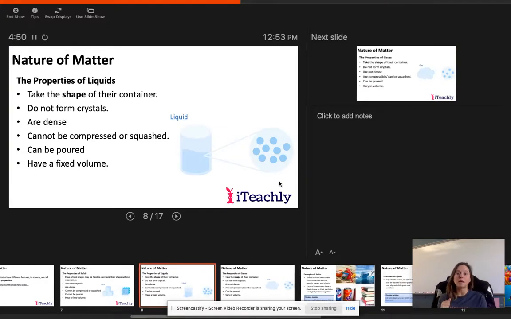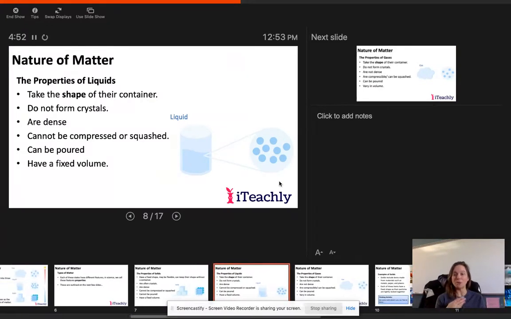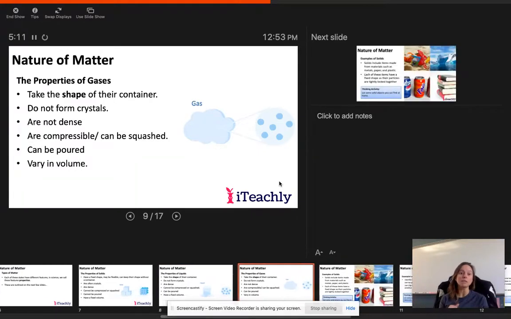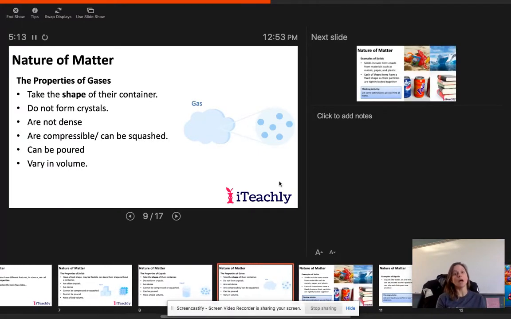Another thing to note about liquids: liquid molecules are moving. They are moving more rapidly than in a solid. They're more than just vibrating back and forth, they're actually rolling over each other. And there is typically more space between the molecules in a liquid than in a solid. And then our last one is a gas.